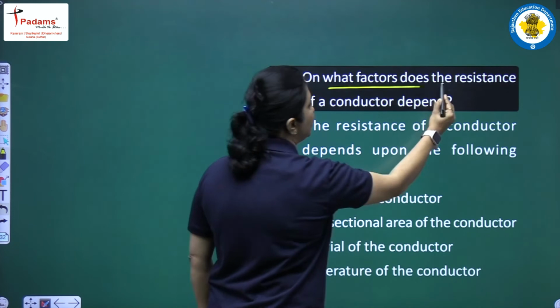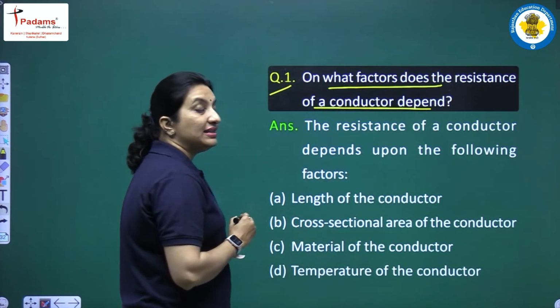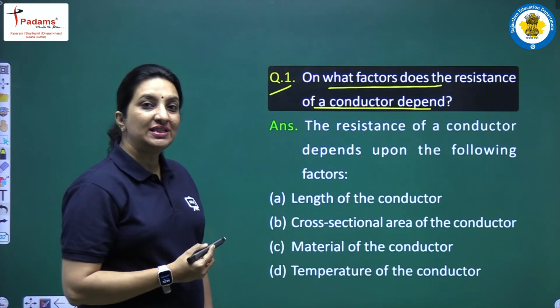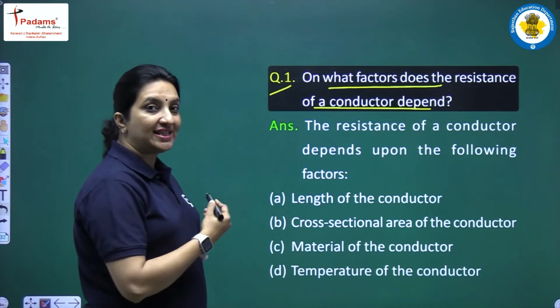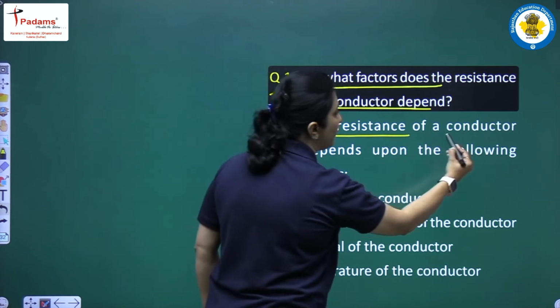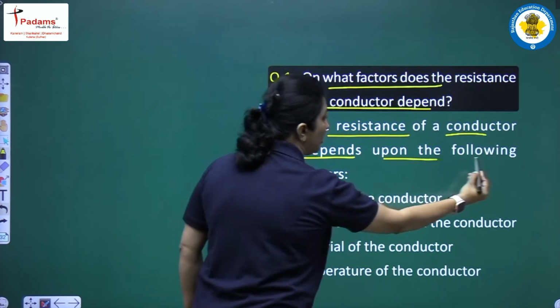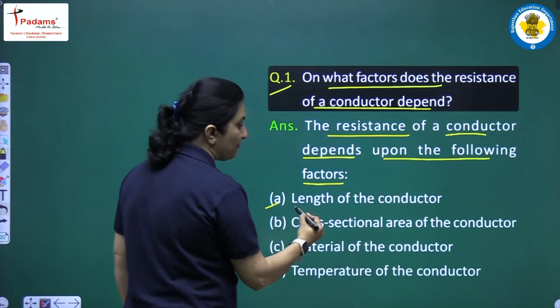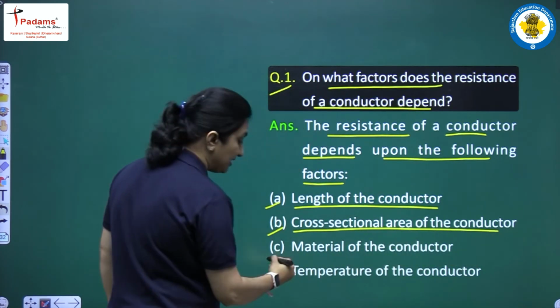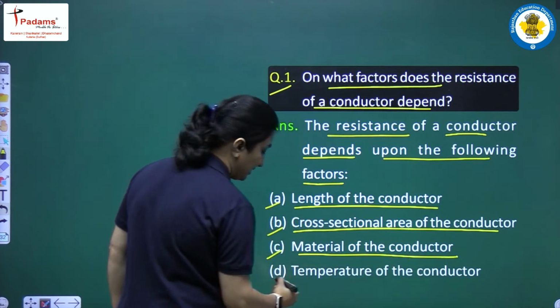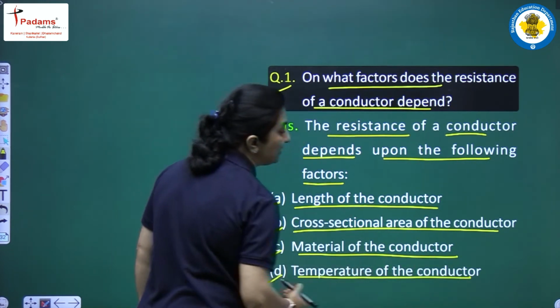On what factors does the resistance of a conductor depend? This we have done, students, that the resistance depends upon 4 factors. So we'll write the answer like this. The resistance of a conductor depends upon the following factors. A, length of the conductor. B, cross-sectional area of the conductor. C, material of the conductor. And D, temperature of the conductor.